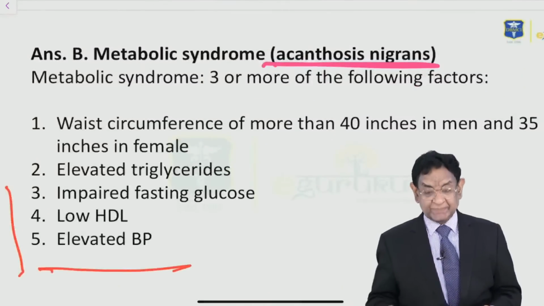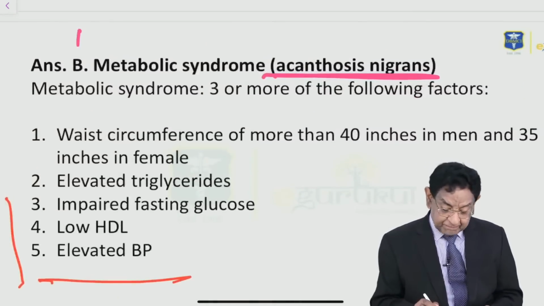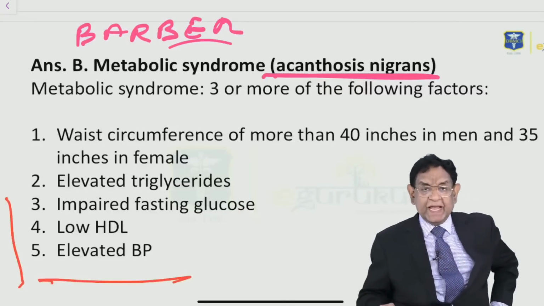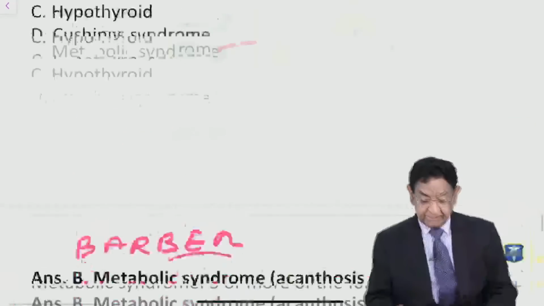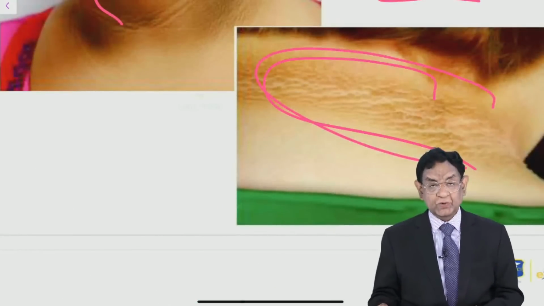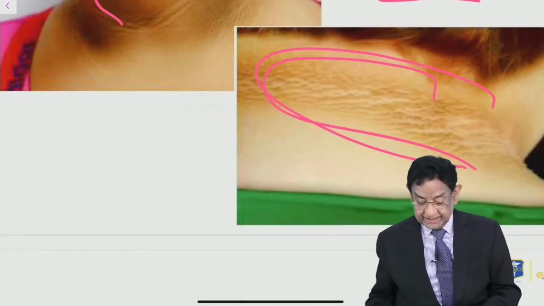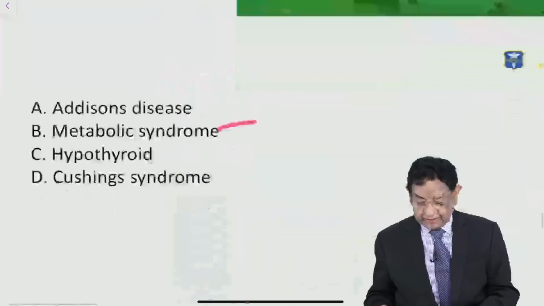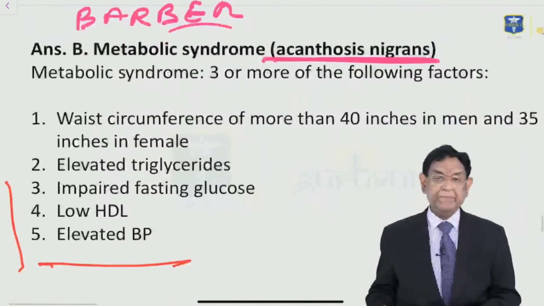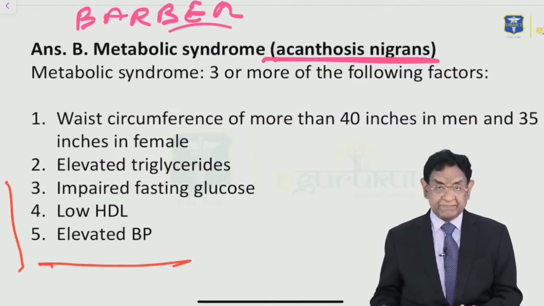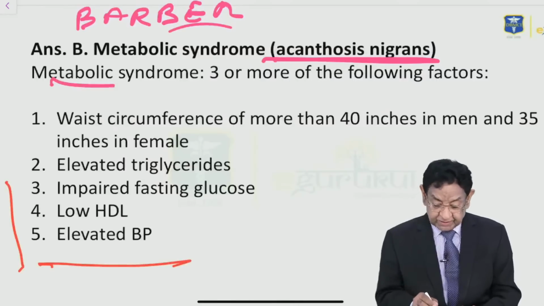Now a new concept has come. Tell the barber, nai ko bolo. Tell the barber, if he happens to see this type of pigmentation at the back of any person who is getting a haircut, he should tell his client to go and consult a doctor because he has picked up acanthosis nigricans. This can be seen in metabolic syndrome.